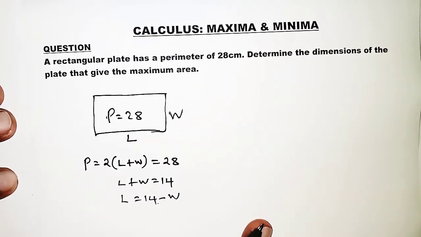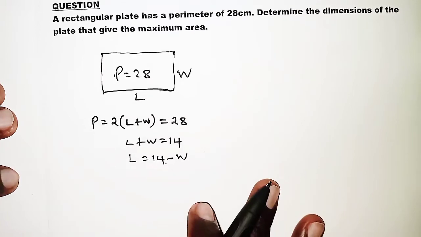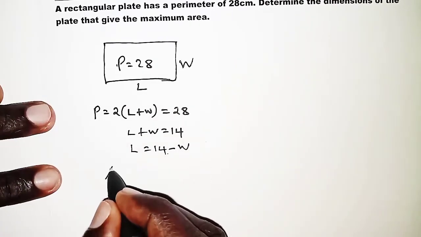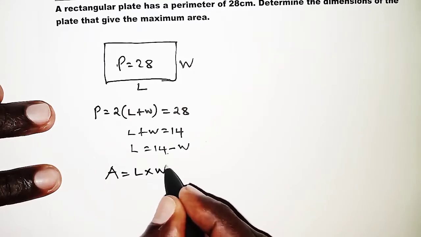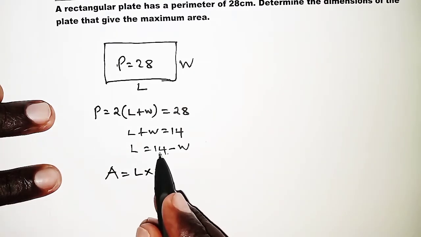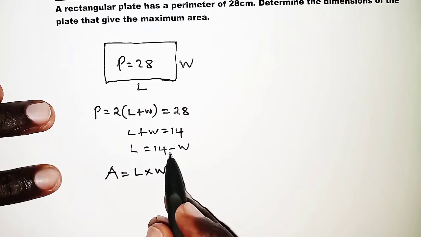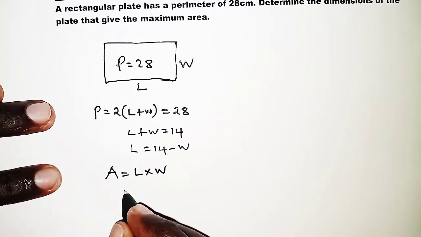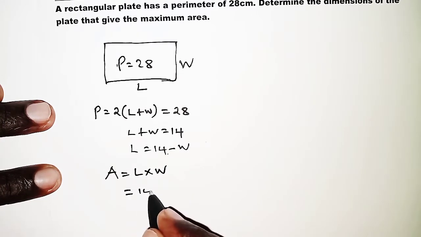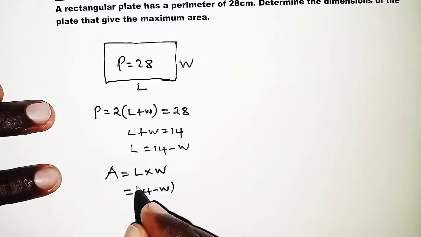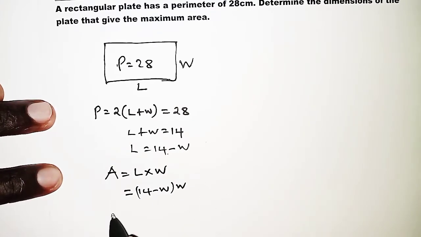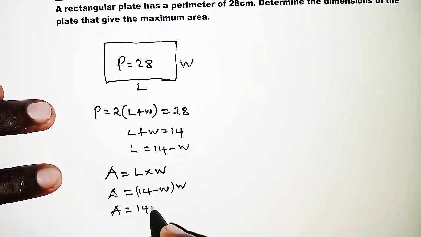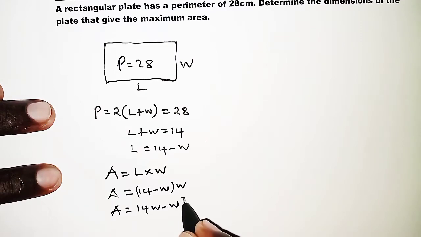The next thing, we're going to get the area, and the area of a rectangle is given by length times width, and the length we already have expressed as 14 minus W, so that will be 14 minus W times W. So that would mean that the area is therefore 14W minus W squared.